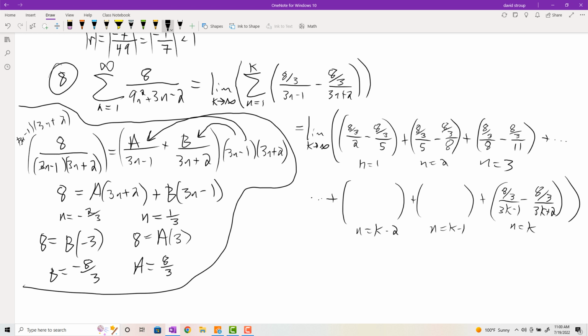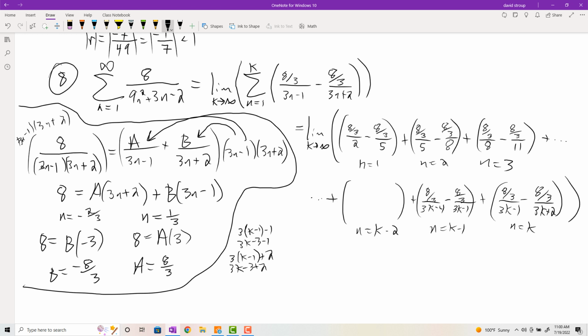For k minus 1, you may want to actually write it out. So you're plugging in k minus 1 for n. So basically over here on the left, I'll write it in. 3 times k minus 1 minus 1, right? So it would be 3k minus 3 minus 1, which is, for the first guy, 8/3 all over 3k minus 4, minus 8/3 all over, and then you have 3 times k minus 1 plus 2, which is 3k minus 3 plus 2, which is going to be 3k minus 1.